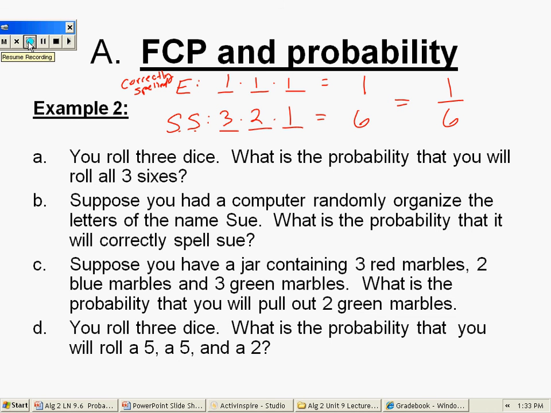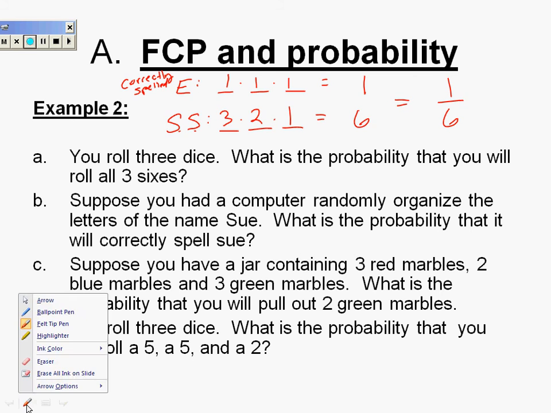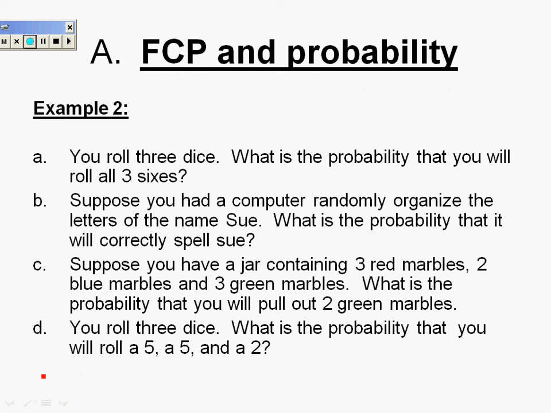Here we go. Letter C. Now, C and D get a little bit trickier. Suppose you have a jar containing 3 red marbles, 2 blue marbles, and 3 green marbles. What is the probability that you will pull out 2 greens?